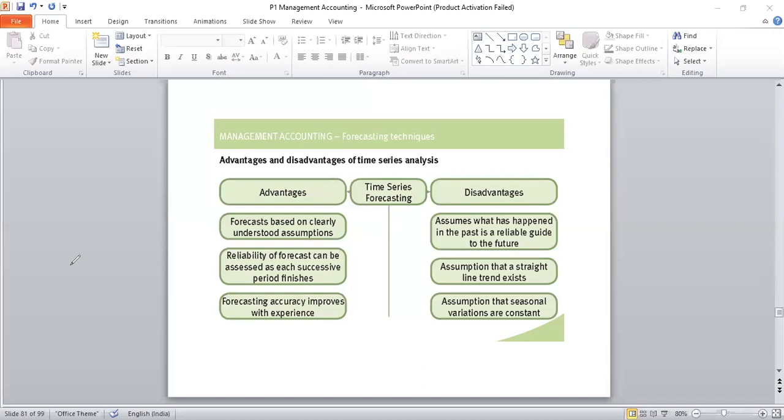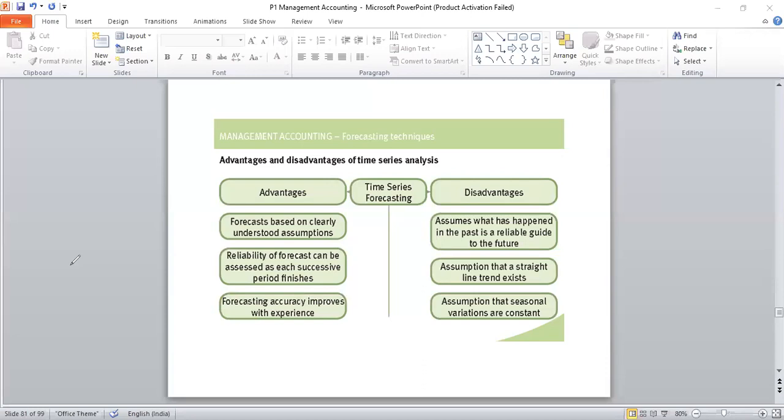What are the disadvantages? It assumes that what has happened in the past is a reliable guide to the future. See, what happened in the past, it is not necessary that it always would happen in the future also. So that becomes a disadvantage, because they go with an assumption that whatever was the trend in the past will continue into the future as well.